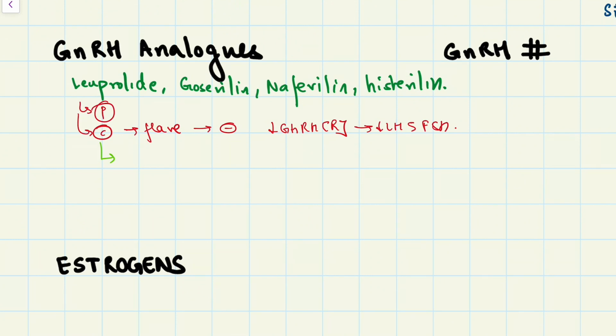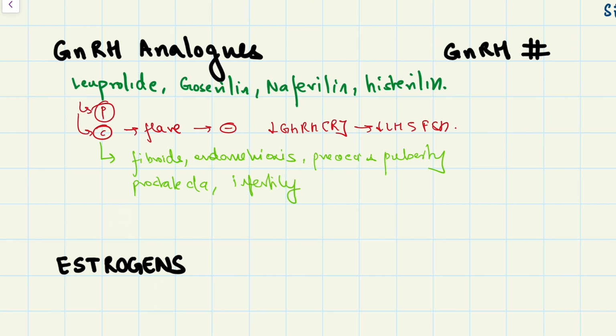So what are their uses? In continuous dose, they can be used in conditions which have high estrogens. So continuous GnRH analogues are given for fibroids, endometriosis, precocious puberty. Then we already read in prostate cancer and infertility. The adverse effect of GnRH analogues is that it can cause hypogonadism, right, decrease in libido, also erectile dysfunction and the common nausea and vomiting.